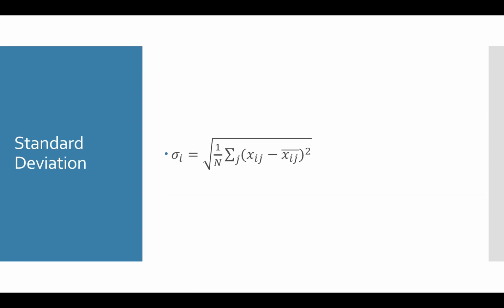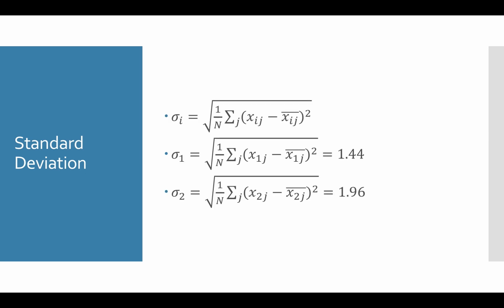The standard deviation equation is just this. For each feature, we're going to have a standard deviation. So for a feature i, we sum over all samples, and we subtract the mean, which is now 0. Then we square that, and then we take the square root after we sum those all up. So for feature 1, the standard deviation is 1.44, and for feature 2, it's 1.96.